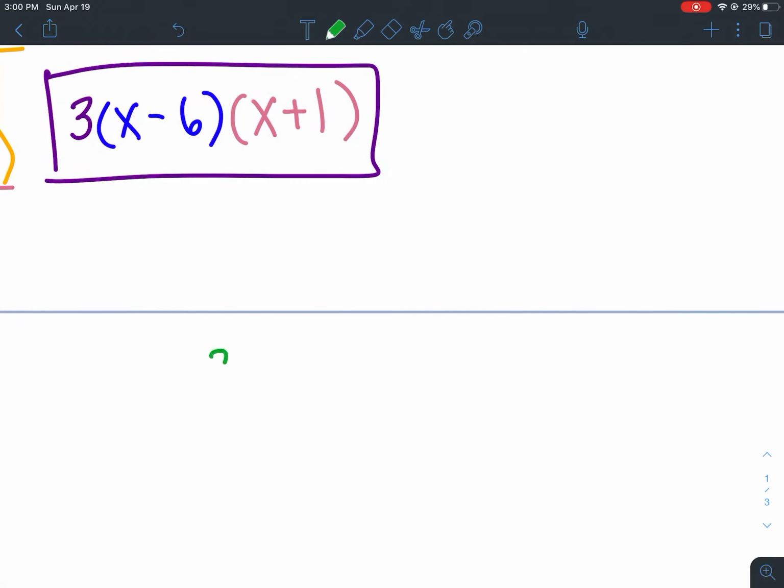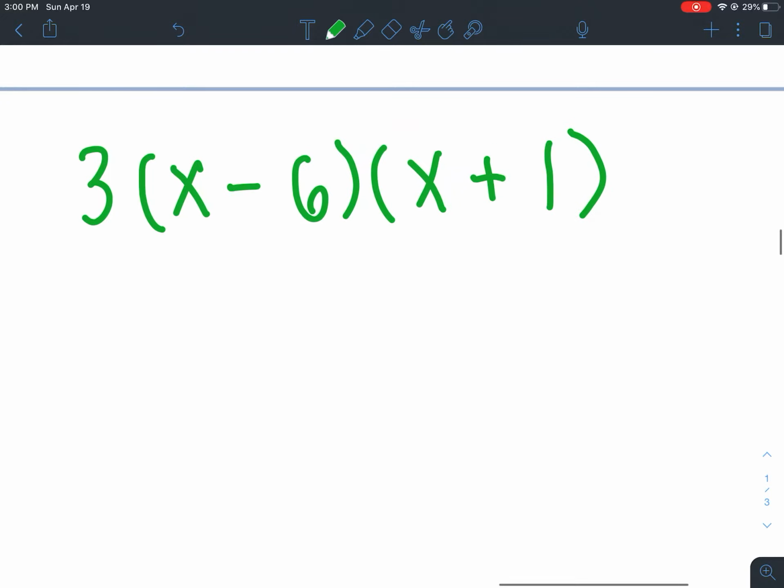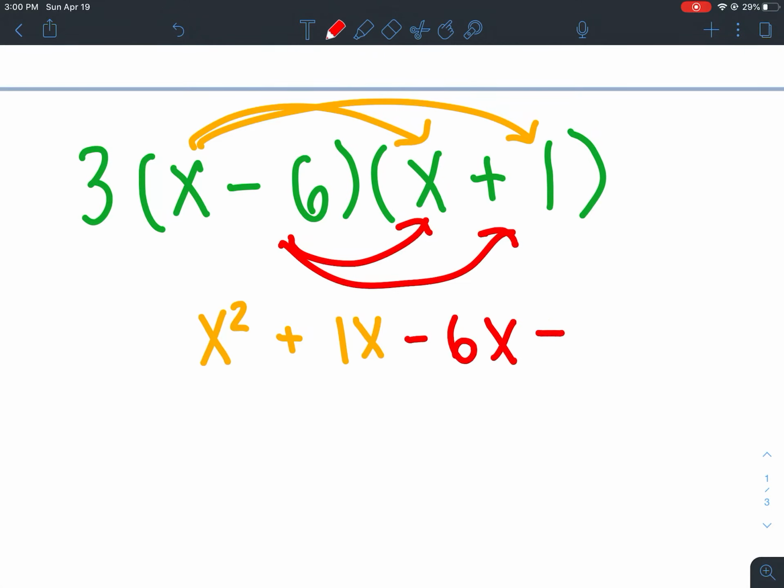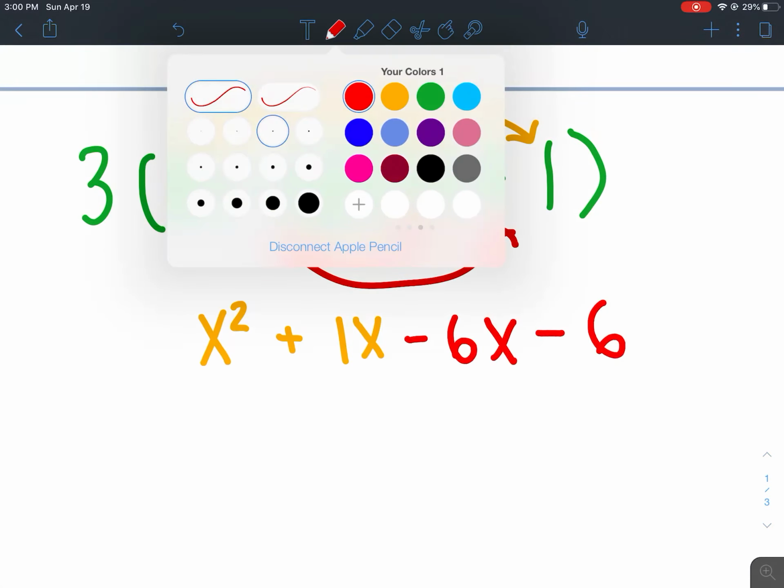Okay, lastly, how would you check this problem? Well, we'll show you how to check it. Okay, checking is helpful. So to check it, the first thing we're going to do is double distribute. So I'm going to do x times x first, and I get x squared. X times 1 is positive 1x. And then I have negative 6 times x, which is negative 6x, and negative 6 times 1 is negative 6.